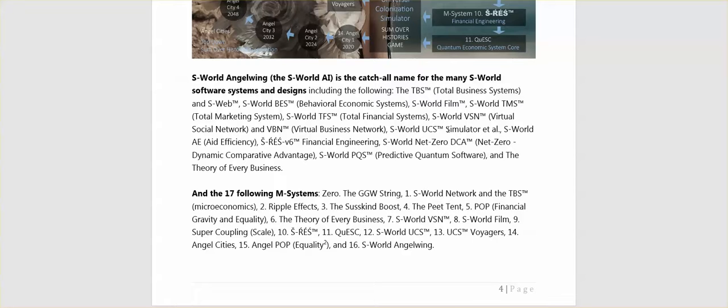which is in fact that we use a lot of humans playing games and stuff, and sometimes just seriously making the initial version of a history for us to then make many alternate versions of the human history. It's complicated. We'll get to that. S-World 12, S-World UCS, S-World 13, S-World UCS Voyages, S-World 15, Angel Pop, S-World 16, S-World Angel Wing.